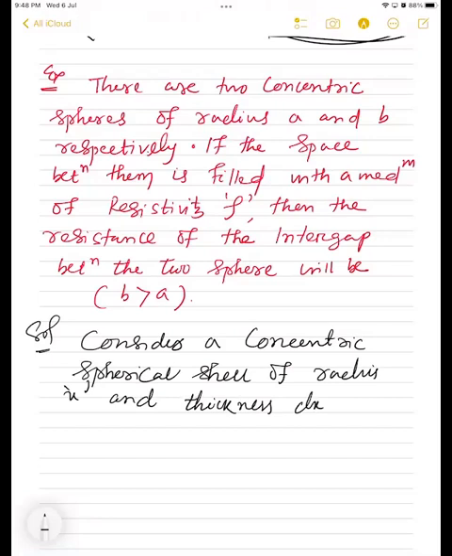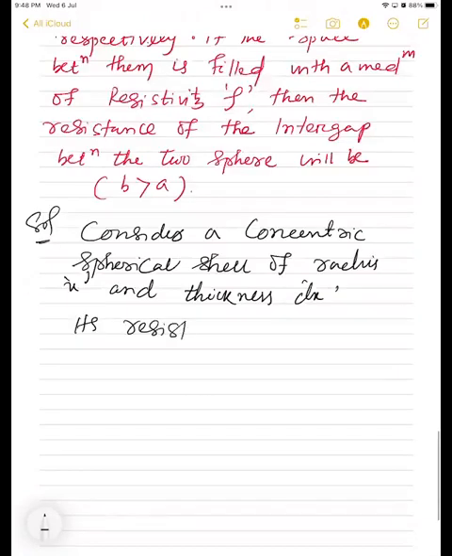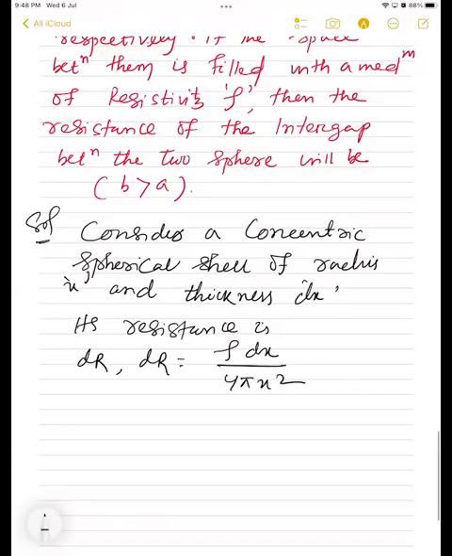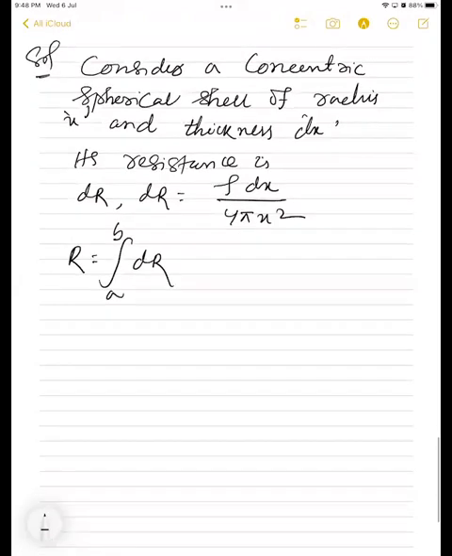And thickness dx, right? Then its resistance is dR, that is R is equal to, students, rho by 4 pi into integration of dx by x square. Radius is from a to b, right?